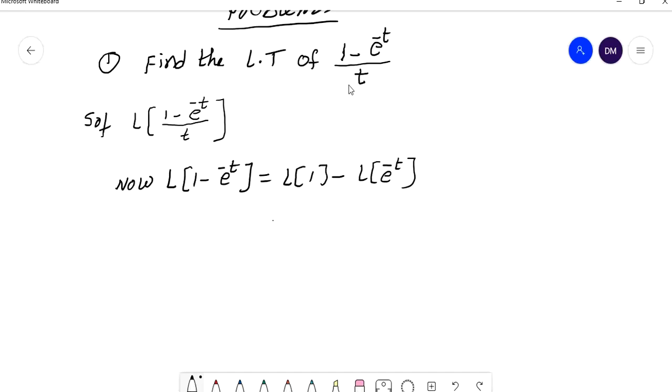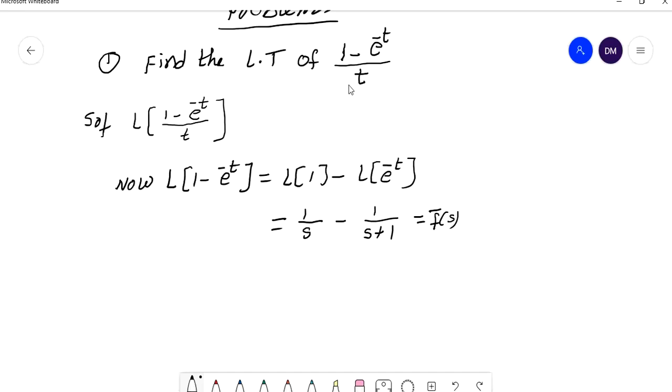So this is equal to L of 1 value is 1 by s minus L of e power minus t value. This is in the form of L of e power minus at, which is 1 by s plus a. What is a value here? 1. So this is equal to f bar of s.